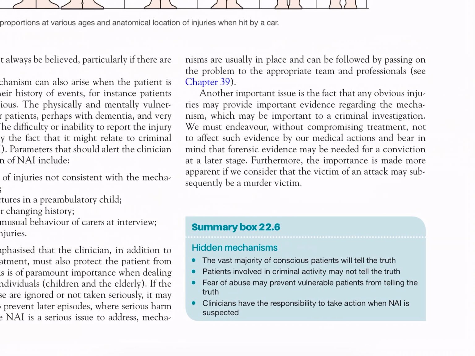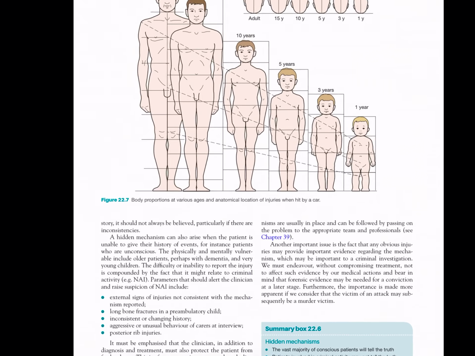Furthermore, the importance of is made more apparent if we consider that the victim of an attack may subsequently be a murder victim. Summary box 22.6, hidden mechanisms. The vast majority of conscious patients will tell the truth. Patients involved in criminal activity may not tell the truth. Fear of abuse may prevent vulnerable patients from telling the truth. Clinicians have the responsibility to take actions when non-accidental injury is suspected.